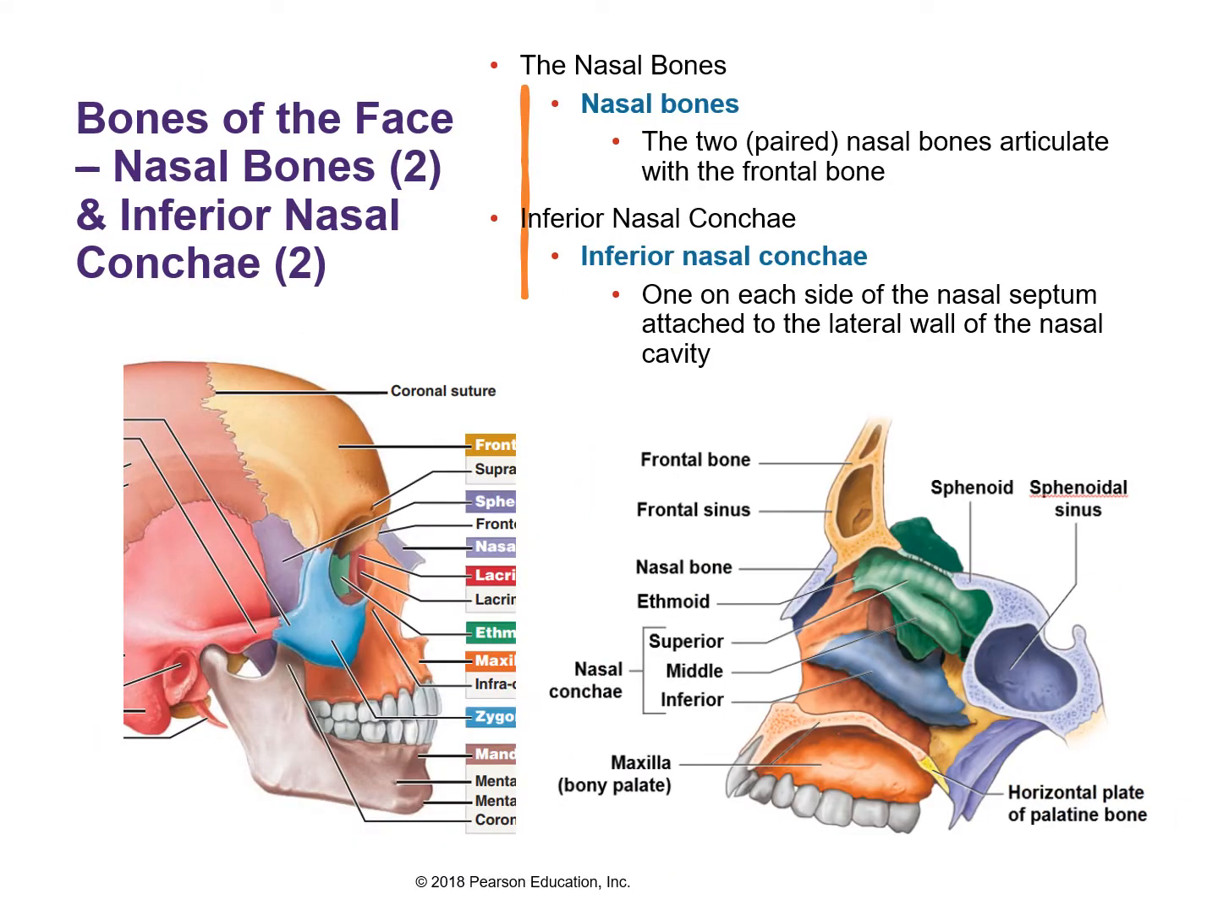The bones of the face, we're going to look at the nasal bones and the inferior nasal conchae, right? So there's going to be 2 nasal bones, and they're going to articulate with the frontal bone. We have the inferior nasal conchae, and we have 1 on each side of the nasal septum, and they're going to be attached to the lateral wall of the nasal cavity.